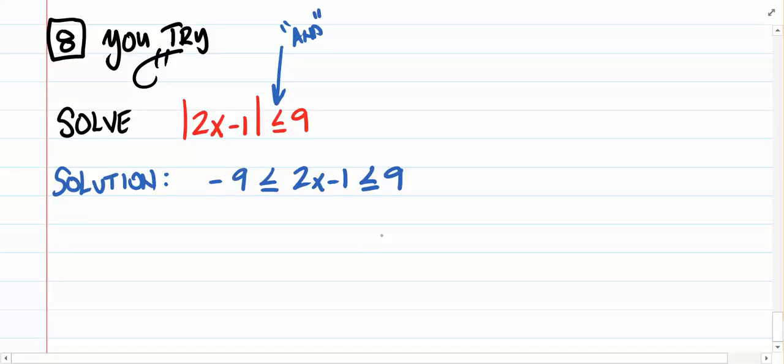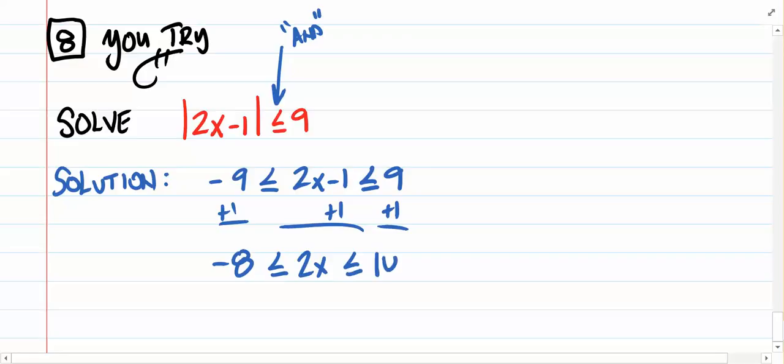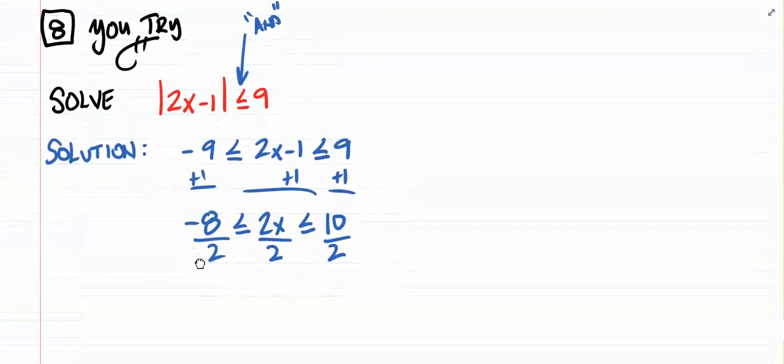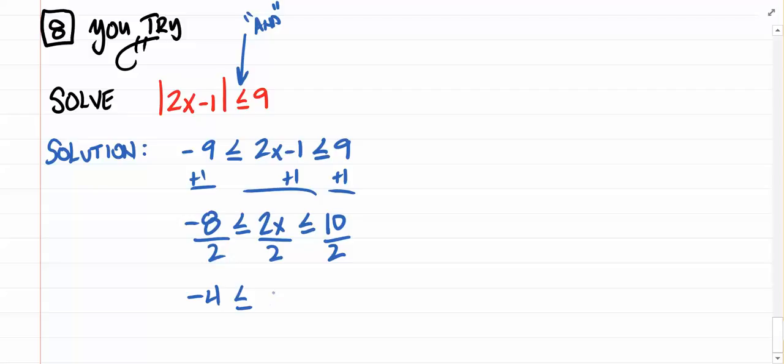So I'd add 1 to both sides. Negative 9 and 1 make negative 8, less than 2x, less than or equal to 10. Divide all sides by 2, and you get negative 4 is less than or equal to x, which is less than or equal to 5. On the number line, I know you can't do it when you enter it, but this is what it would look like. Negative 4, 0, and 5, closed dots, everything in between.